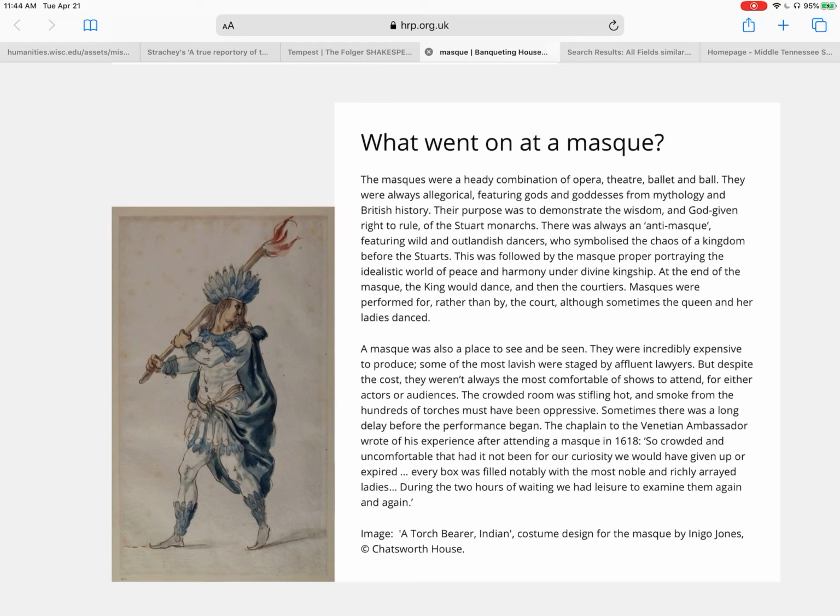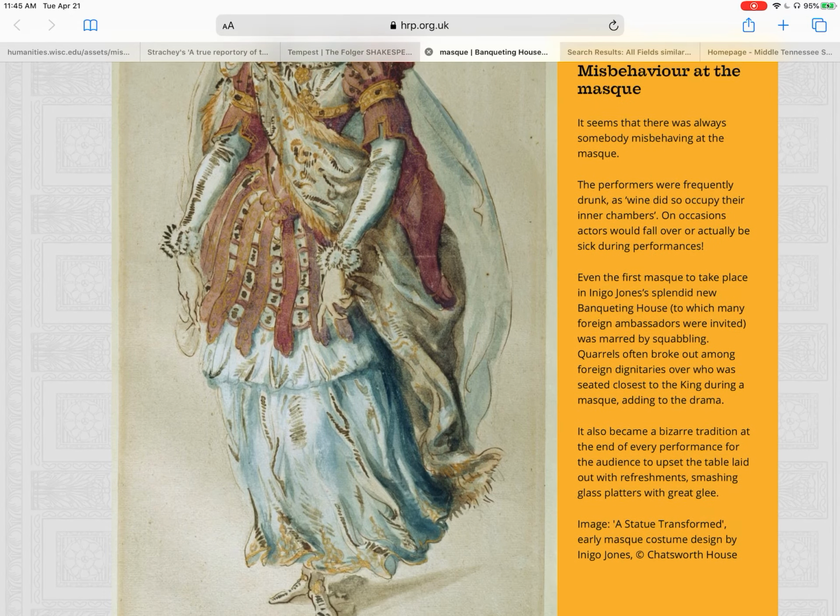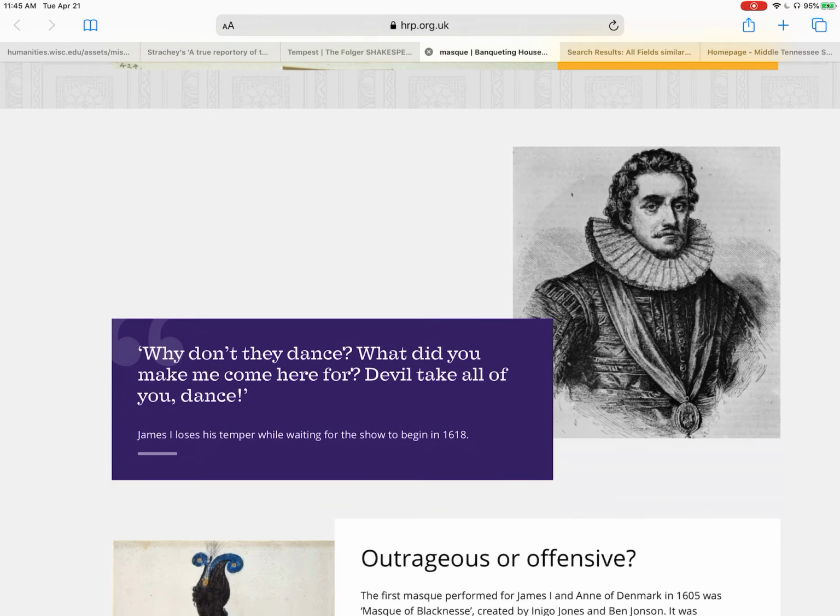There's also lots of misbehavior at masks, and here's another costume by Jones. There's a lot of sort of scandal around masks, and for good reason. One of the most famous masks is the Mask of Blackness, created by Jones and Ben Jonson, and the Queen and her ladies appeared in blackface. This doesn't happen in The Tempest, but it's a possibility that Caliban, the person performing Caliban, is wearing some sort of darkened face. Actors used cork, blackened cork, to do this. And it was just as wrong then as it is now, and people knew it. But they did it anyhow.